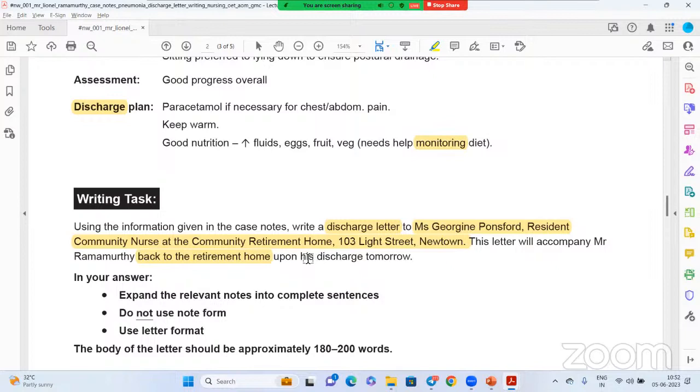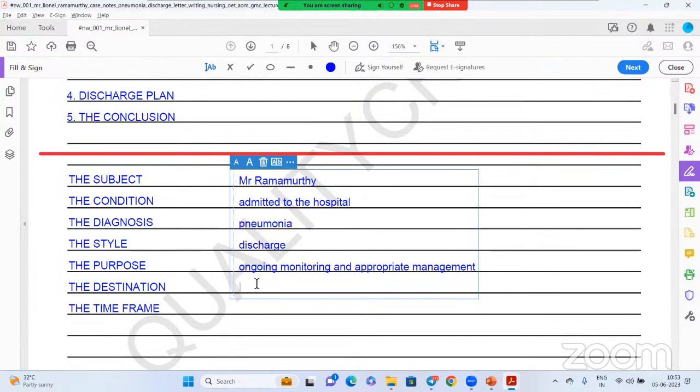When is his discharge? Tomorrow. Discharge is tomorrow. Remember that. So all these things are very important. He is going to his retirement home. Destination is retirement home. He is going back. When is he going back to the retirement home? Tomorrow. He's going back to the retirement home tomorrow.